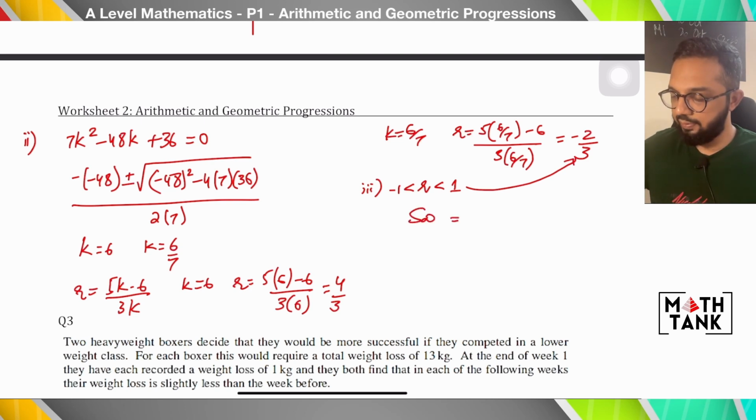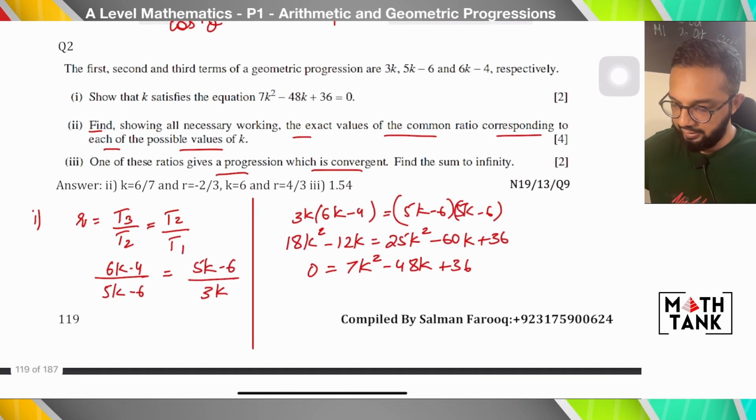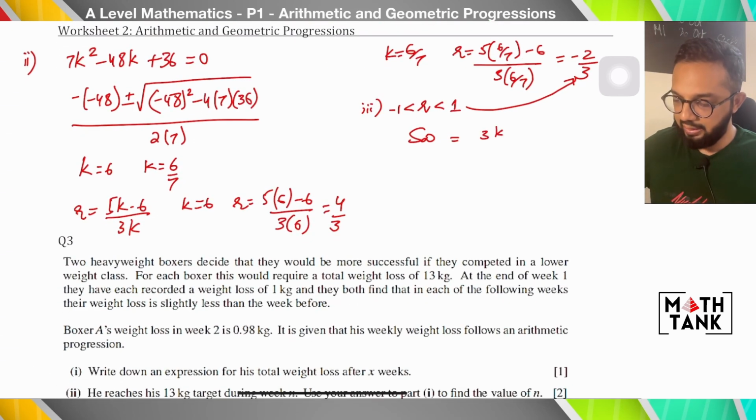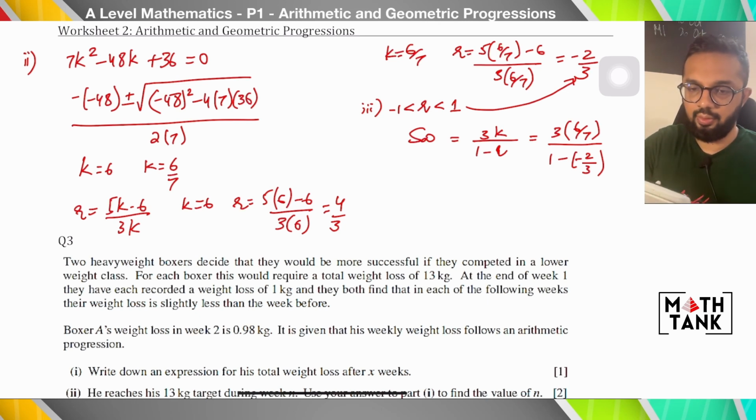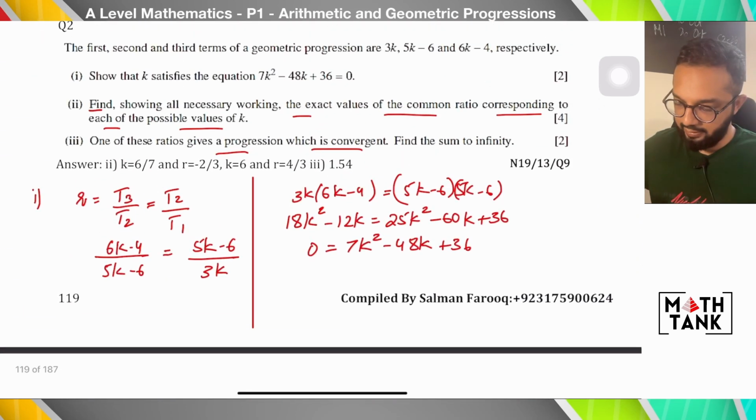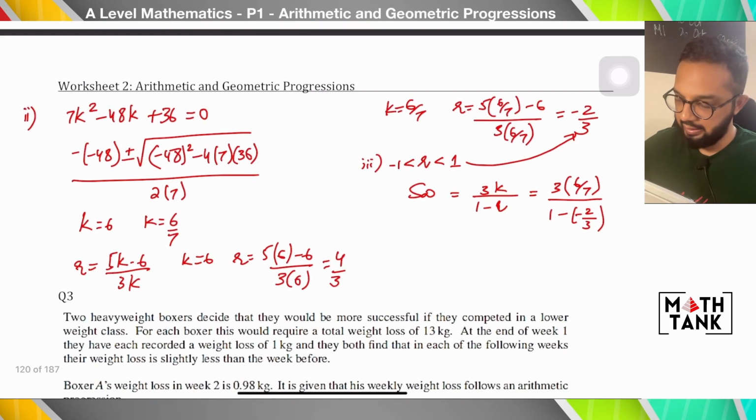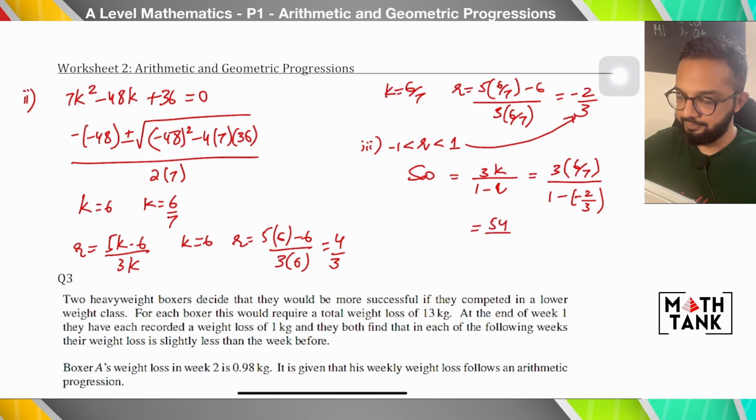I'm going to say that sum to infinity is basically the first term, 3k, over 1 minus r. So I'm going to say that 3 times, this one was 6 over 7, over 1 minus r. That gives me 54 over 35. Is that the right answer? Yes, that is the right answer. Okay, that's question number 2.